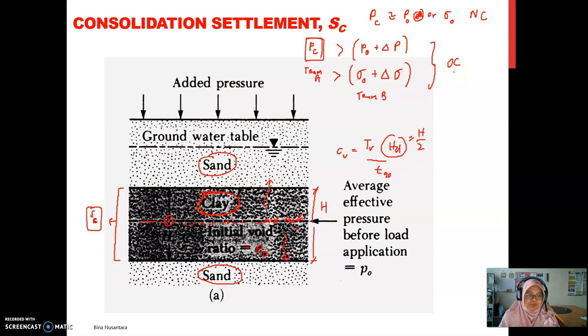Before we go further, we are usually interested to know the settlement at the mid depth of the clay. Even though it is double drainage or single drainage, we are usually interested in the compressibility, so we usually want to define it at the mid depth of the clay.